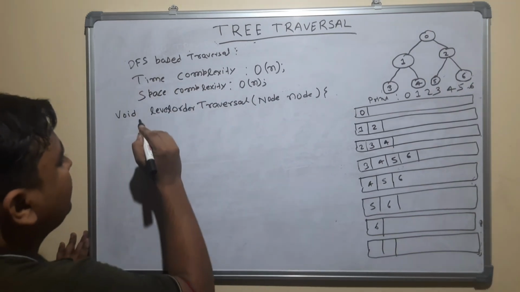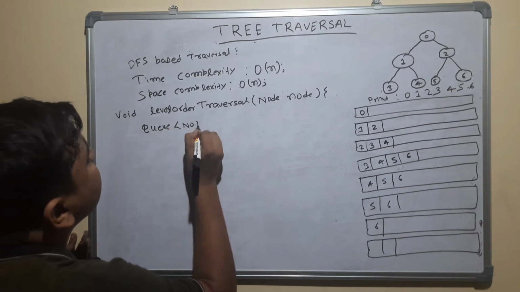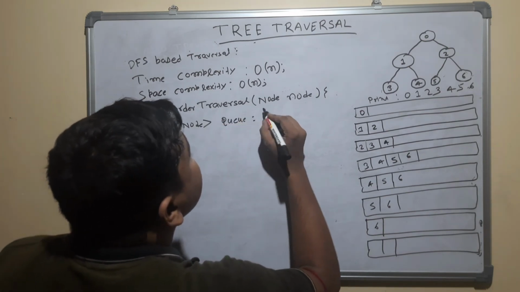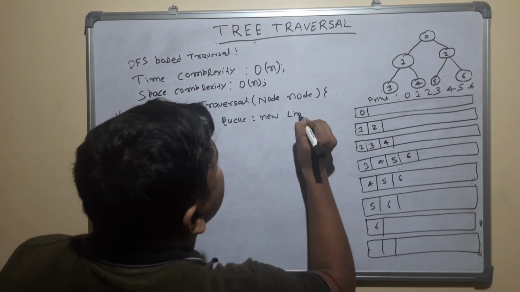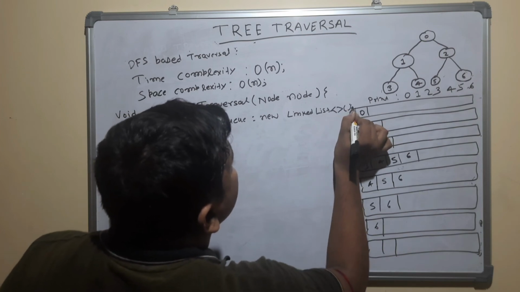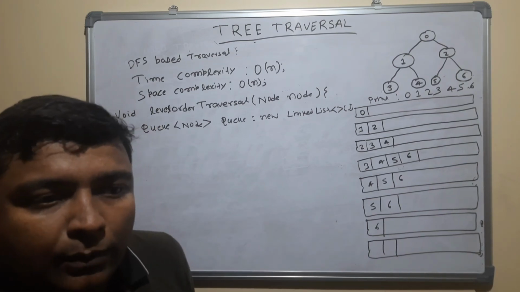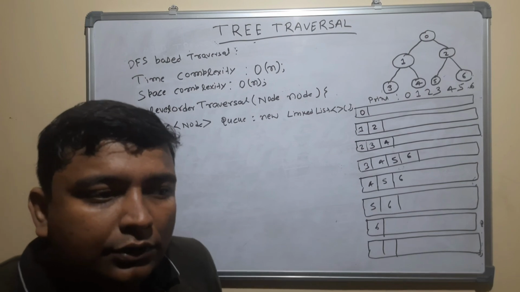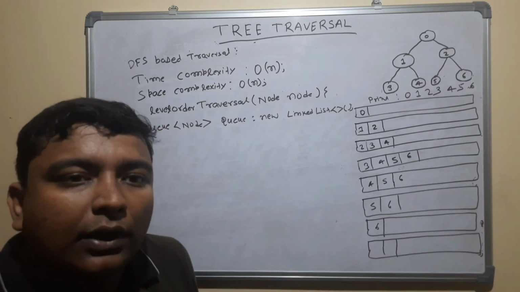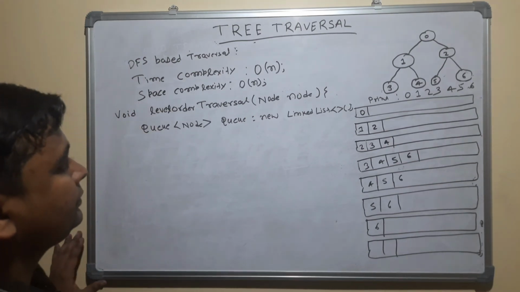So what we have to do here, we'll create one queue of node, queue new linked list. In this data structure and algorithms course, I'm writing the program in Java. If you are not aware of Java, then whatever language you are aware of, just write it in that language.